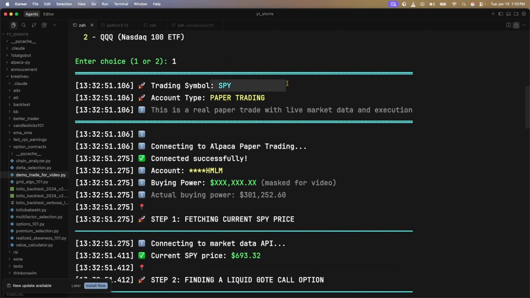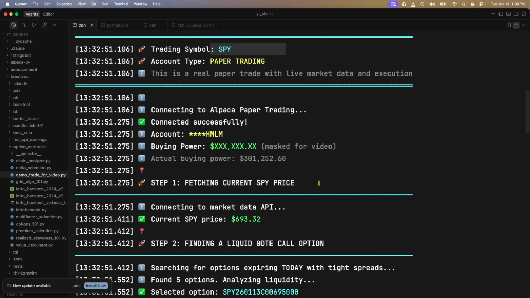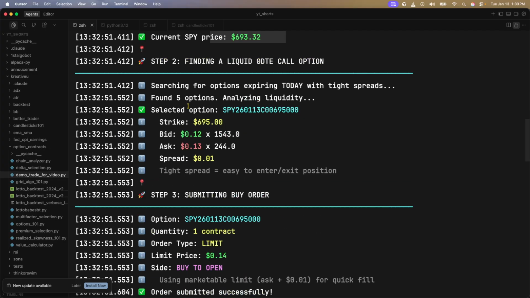We're trading SPY. SPY is the S&P 500, the top 500 companies within the New York Stock Exchange. The current price of SPY is $693. We were able to get a strike for $695. The ask price is 13, bid is 12, and the difference is about 1. So tight spreads equal easy to enter and exit. That's what we like to see.